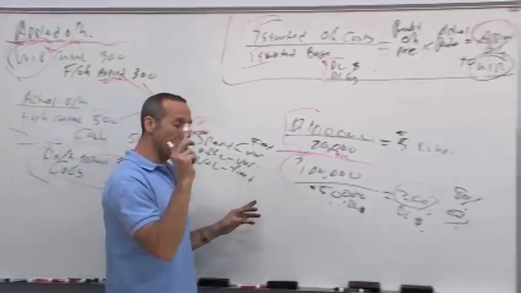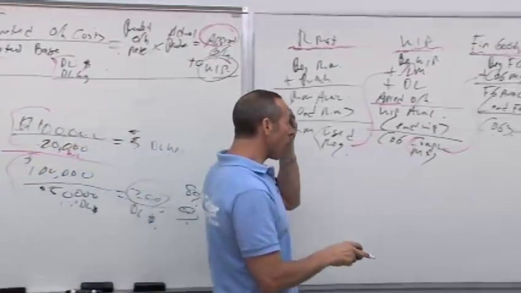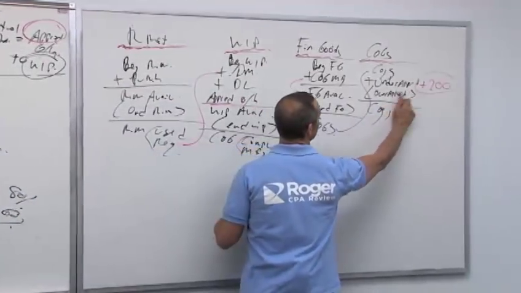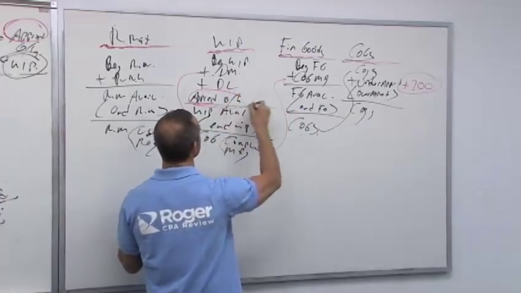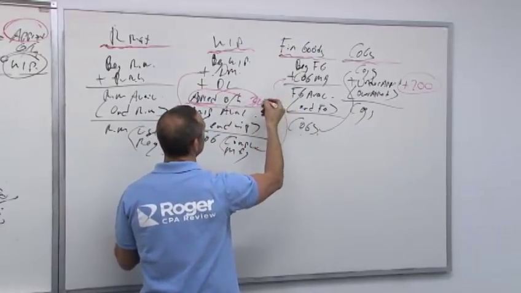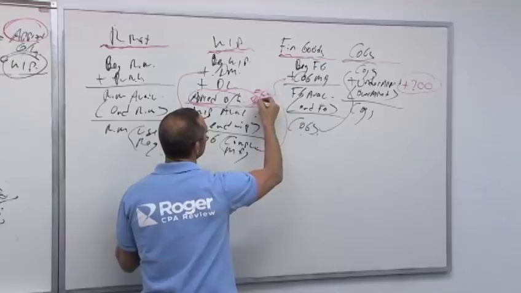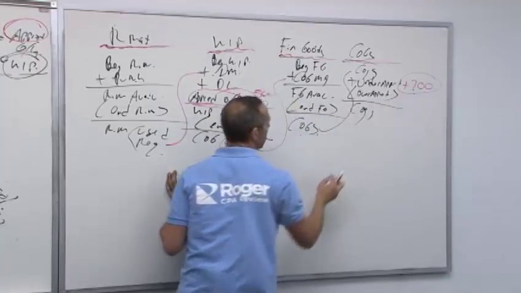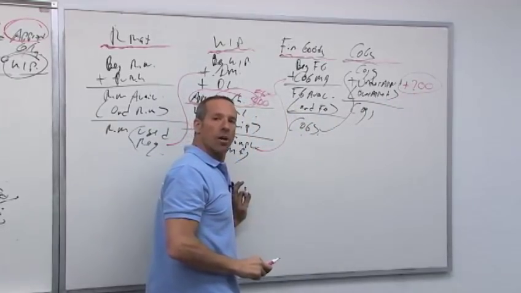So again, why did we increase cost of goods sold? Because we were under-applied. In other words, we were under-applied by 200. This amount here, we only applied 300. It should have been 500, but we didn't know till the end of the month, so we added the 200 in here. Okay, that makes sense.